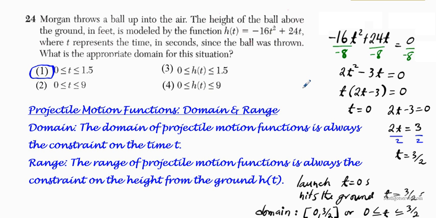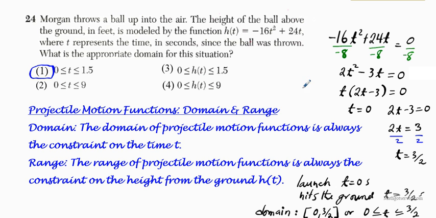All right, 24 is basically assessing our understanding of the domain and range when you're dealing with projectile motion equations. So you have to remember that the domain is a constraint on the time that the object is in flight, and the range is a constraint on the height that the object attains during the flight. Okay, so if you want to find the boundaries on the time, basically when starting from when the object was launched to when it hit the ground, all you have to do is find the zeros of the height function.